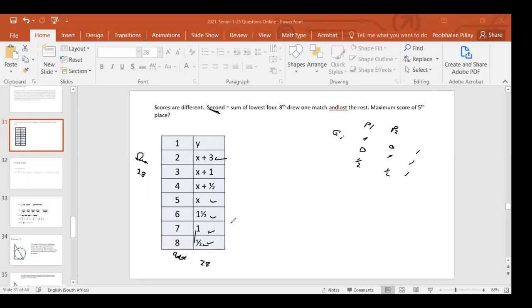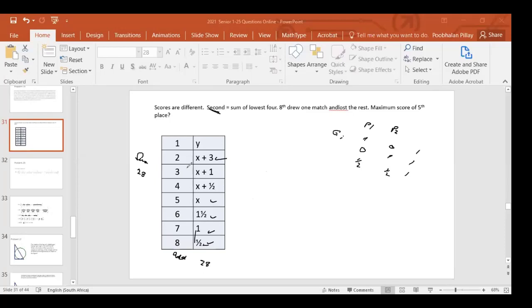So that explains all these guys. And then from that point onwards, I want to make this as low as possible. X plus half, make that as low as possible, X plus 1, and then go to X plus 3. We don't know what that is, but what is important is that when you add up the whole lot, you're going to get 28. So let's add up all these numbers and see what happens.